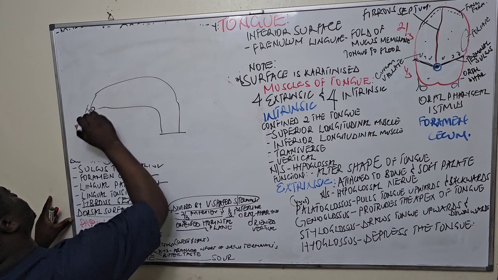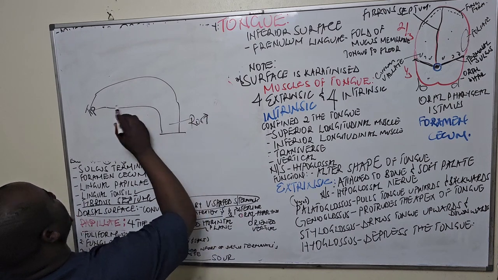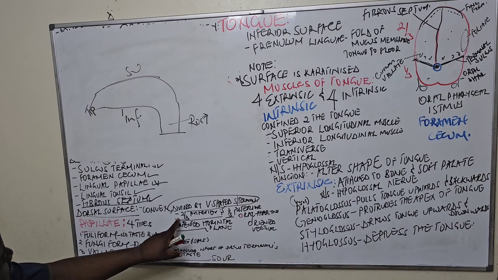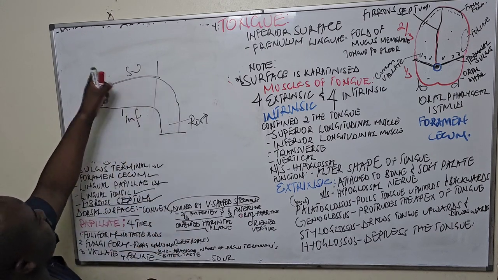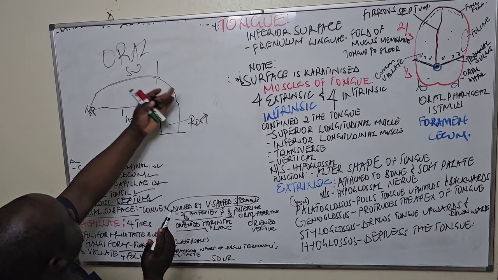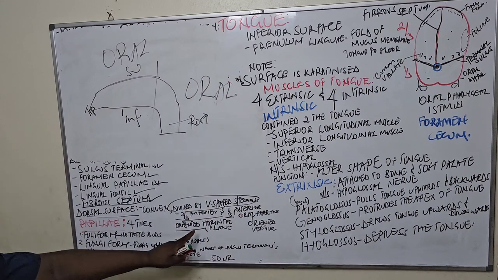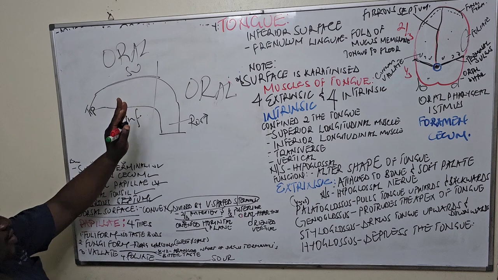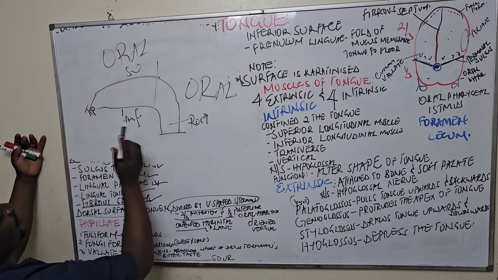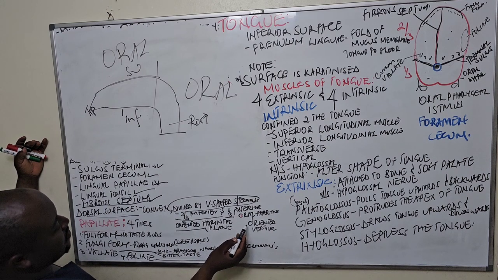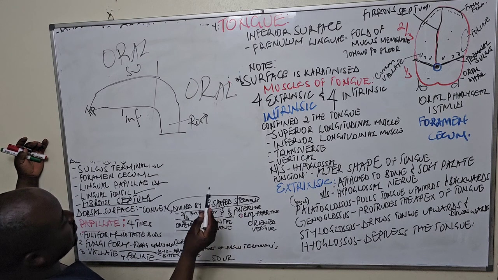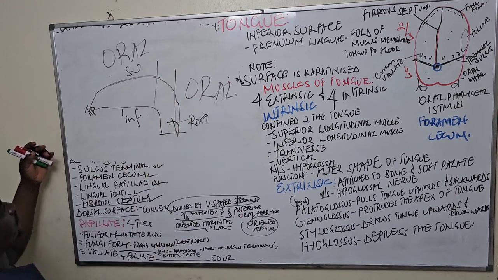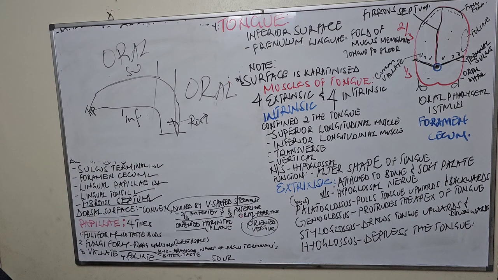So this is the tip, this is the root, and you are saying this is the superior and this is inferior. The anterior two-thirds is found in the oral cavity, and this one is found in the oral pharynx. That's what you are saying. This one is horizontal. The anterior two-thirds is oriented in the horizontal plane. Whereas the root, the posterior third, is oriented vertical. This is the vertical. This is the posterior third. That. Let's go to the papillae.